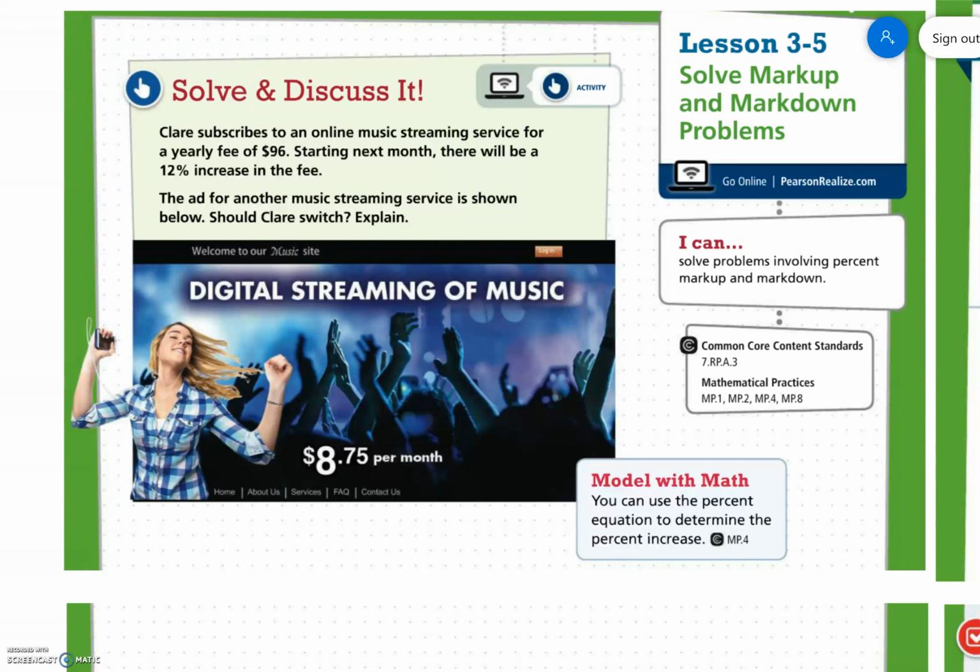Hi, 7th grade. Welcome to lesson 3.5, solve markup and markdown problems. By the end of the lesson, I want you to be able to say, I can solve problems involving percent markup and markdown. Let's solve and discuss it.